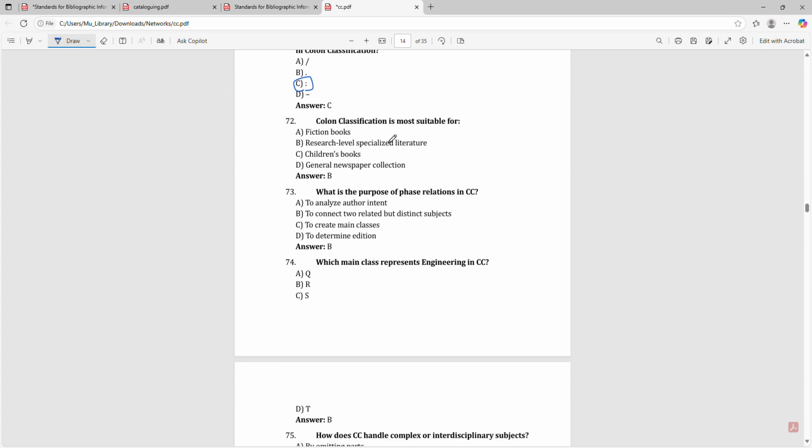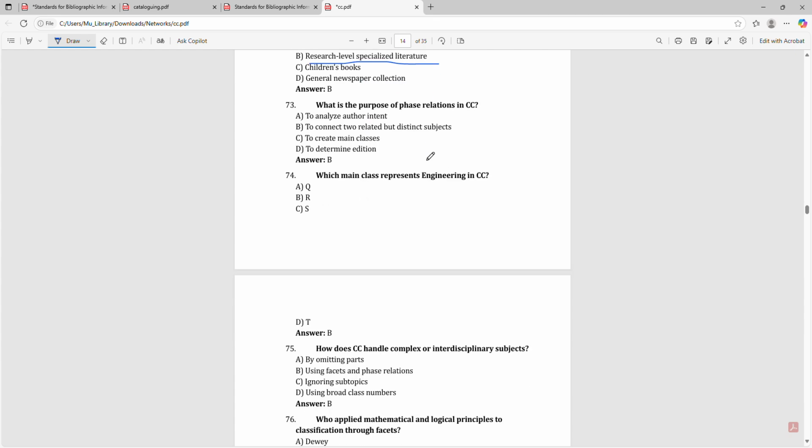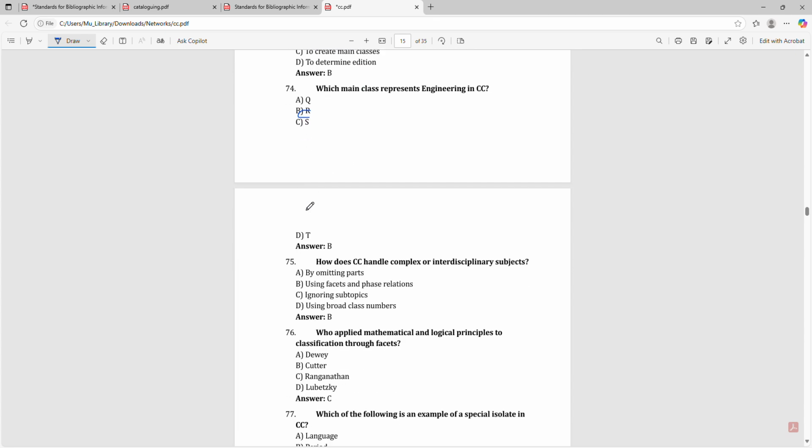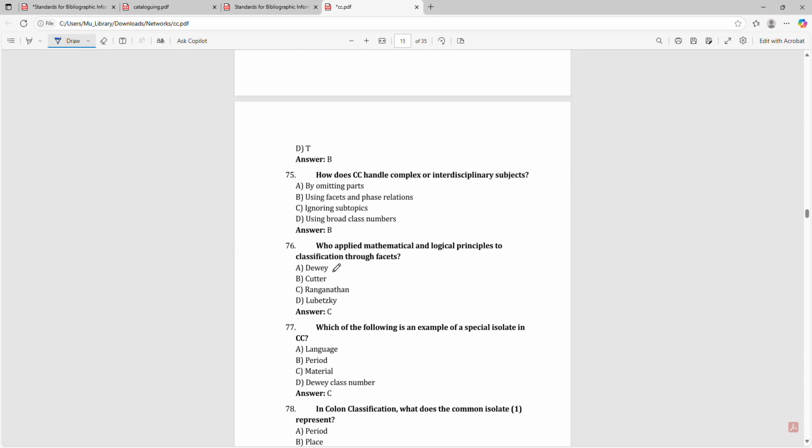colon. CC is more suitable for the research level specialized literature. What is the purpose of phase relation in CC? That is to control two related but distinct subjects. Which main class represents engineering in CC? That is R. How does CC handle complex or interdisciplinary subjects using facet and phase relation?